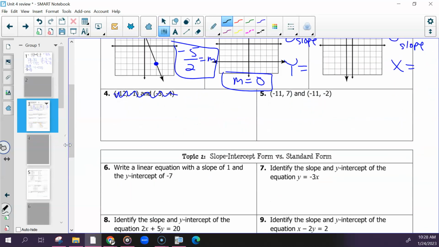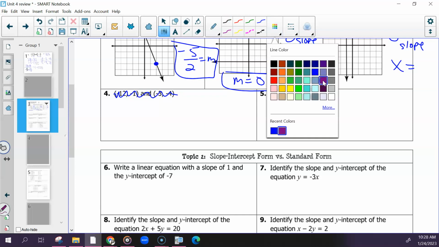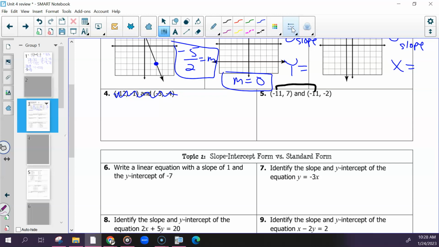So with 5, remember that if you see the same x's or y's, you'll either have undefined or 0, depending on what it is. So this would be negative 2 minus 7 over negative 11 minus negative 11. So our numerator will give us negative 9. What happens in the denominator?